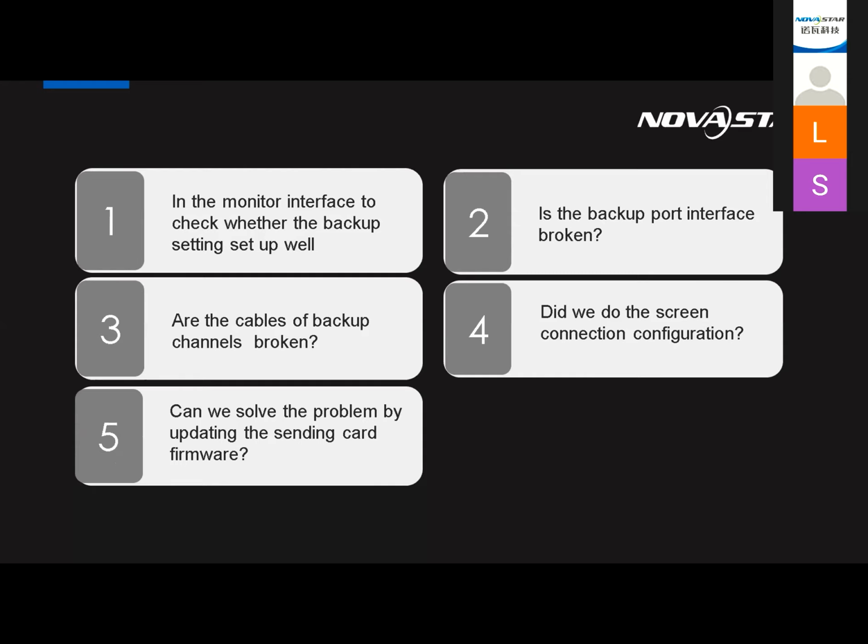The fifth one is that this problem happens with some very old firmware, like in 2018 or 2017. At that time, Novastar updated some controllers' firmware, and so people used old firmware and new firmware at the same time. When the primary sending card stops working and the backup doesn't work, this might happen. We can try to update both controllers' firmware to the latest version to check if the backup works.